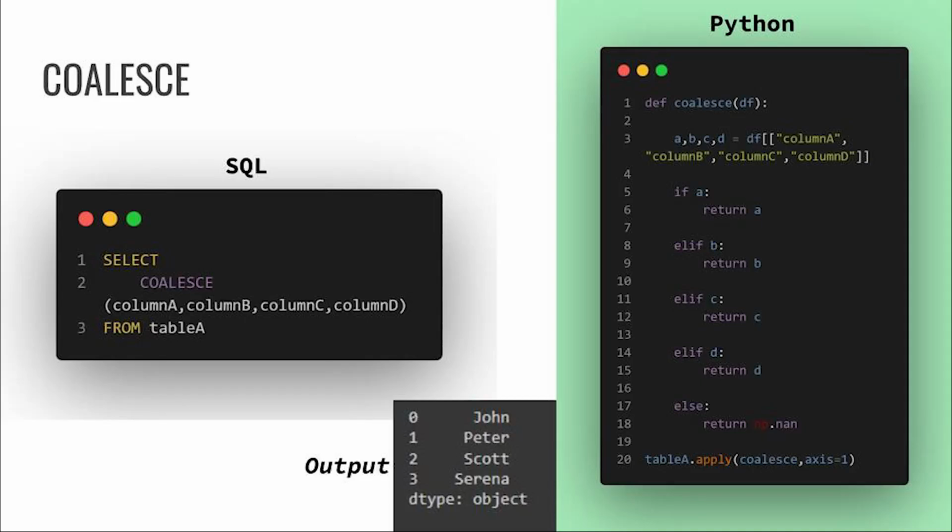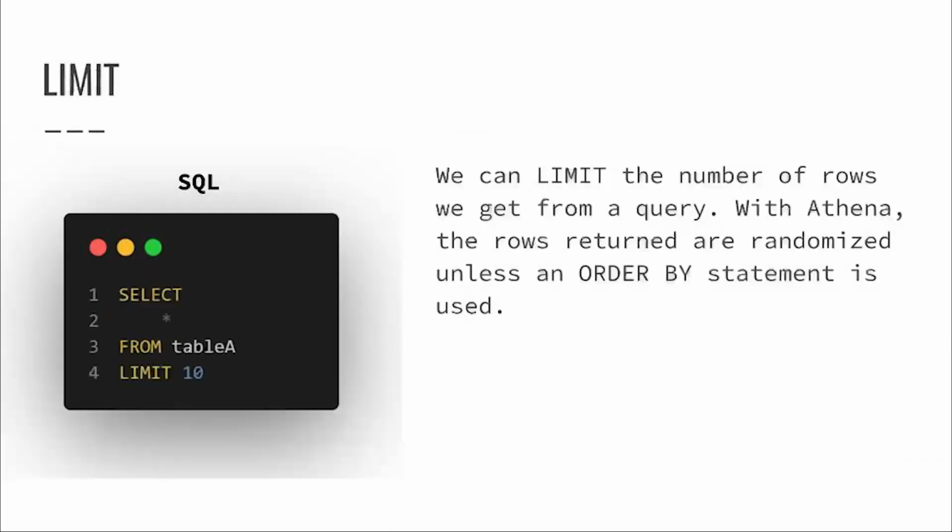So in our example here, we are doing a coalesce of column A, B, C, and D. And since we have no null values in column A, column A is being returned each time. So limit is used to simply limit the number of rows we get from a query. And these rows will be returned in a randomized order unless we use an order by statement.